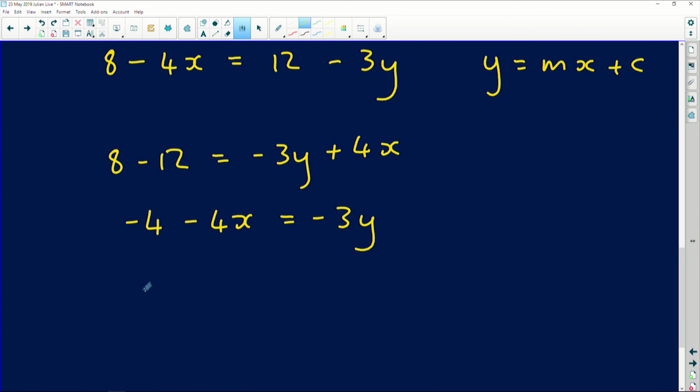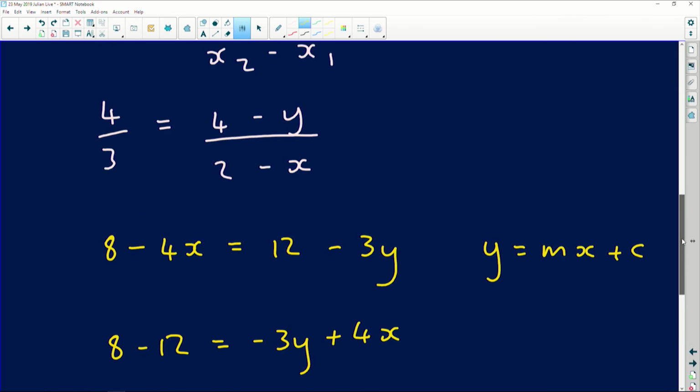So I'm going to have 4 over 3, and that's going to be negative 4 divided by negative 3 is positive 4 over 3x, and that's equal to y. And I'm just going to move that to the other side, makes my life a little bit easier. I'm going to have y is equal to 4 over 3x plus 4 over 3.